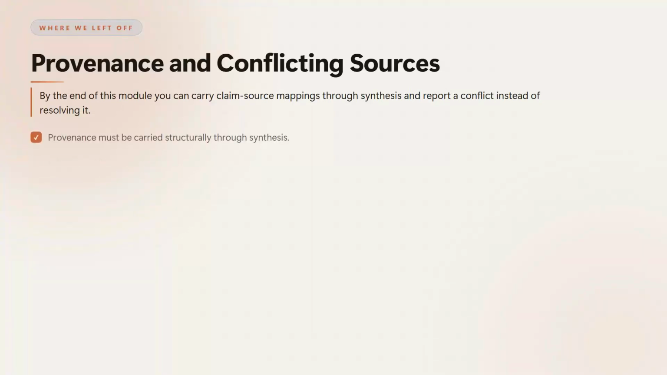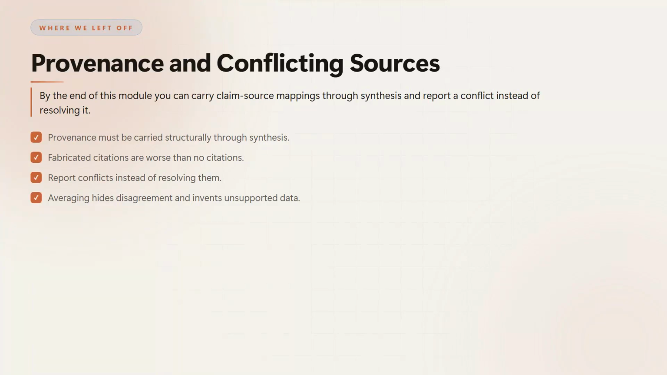We've built provenance into our synthesis so that when sources disagree, we surface the conflict instead of papering over it with averages or fabricated citations.